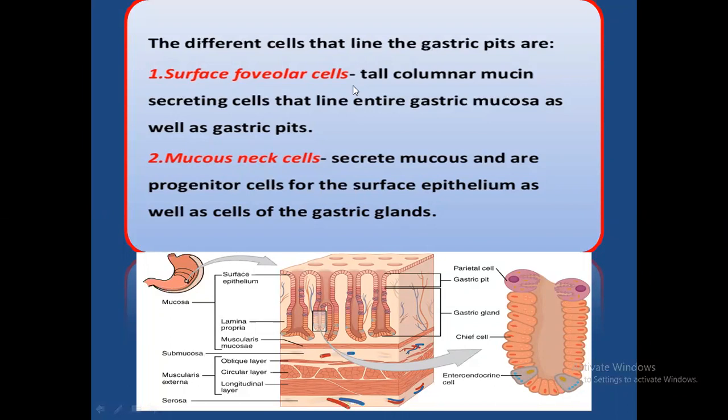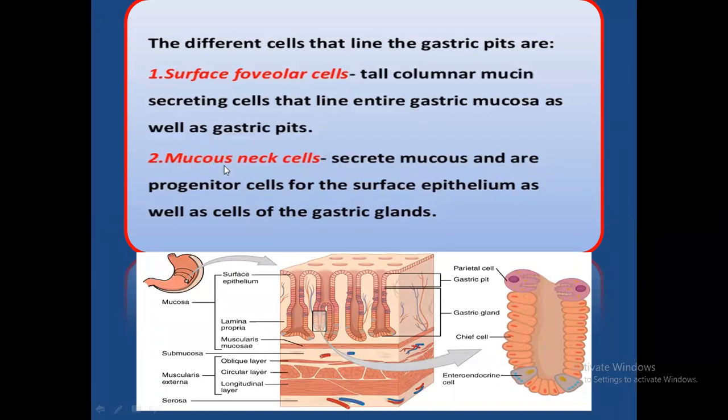What is the function of these surface foveolar cells? These are present in the columns. This is the columnar epithelium present in the stomach region. This columnar epithelium has these surface foveolar cells, which produce the substance called mucin. Mucin is a sticky substance. These mucin secreting cells line the entire gastric mucosa as well as gastric pits. The surface foveolar cells mainly secrete mucin.